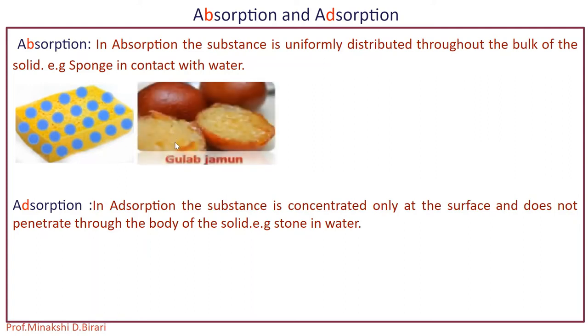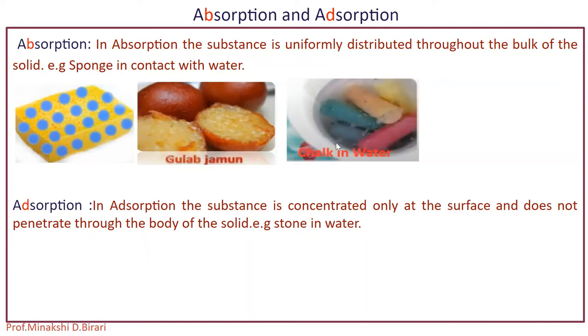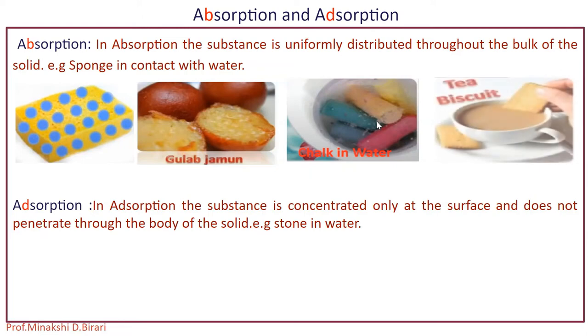Second example, gulab jamun. The gulab jamuns are dipped in sugar syrup so that the sugar syrup is uniformly distributed through the bulk of the solid. Then another one, chalk in water or chalk in contact with ink, the liquid in each case is absorbed and penetrates into the absorbent. Again, tea biscuits, in this also the liquid is absorbed and penetrates into the absorbent.